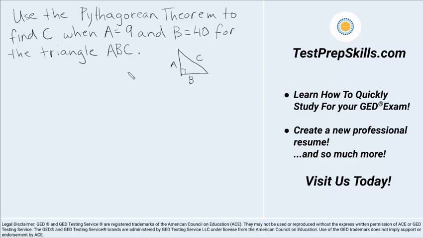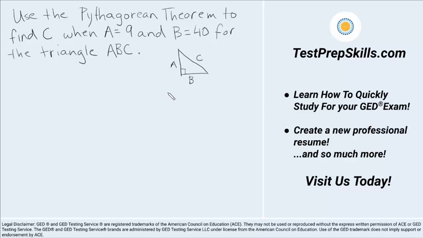In this video, we're going to be using the Pythagorean theorem to solve a problem. So the question says, use the Pythagorean theorem to find C when A equals 9 and B equals 40 for the triangle ABC. Now, when we look at our triangle, it's a right angle triangle. That's what this symbol here indicates. That means we can use the Pythagorean theorem to solve for it.